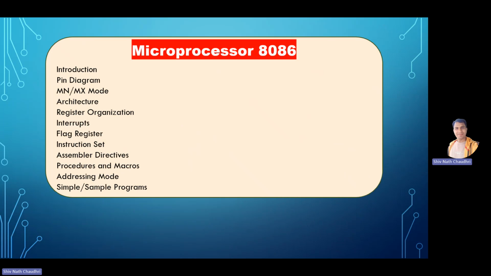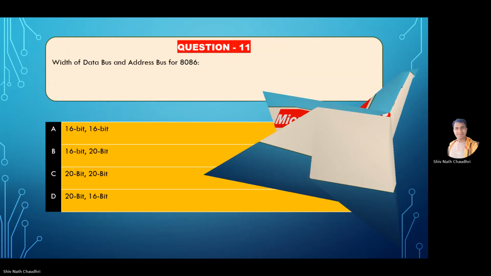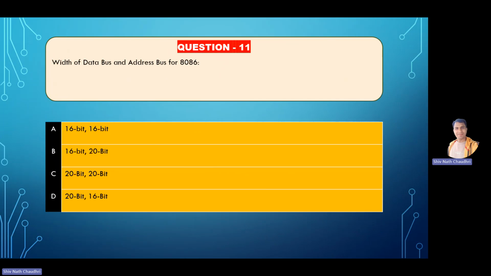Okay, so these multiple choice questions were related to 8085. Now let's see a few multiple choice questions about the 8086 microprocessor. The 11th question in this series, or first question in 8086, is the width of data bus and address bus for 8086. This question is very basic if you start to read any microprocessor. So in 8085, we have the width of data bus as 8-bit and width of address bus as 16-bit. But what about 8086?